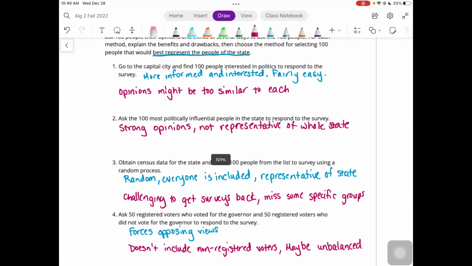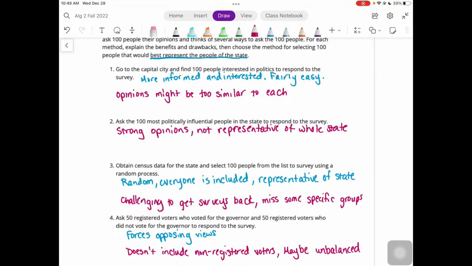So in this case, which one is the best one? And I would say that number 3 is the best one because it is random. Everyone has the opportunity to be selected. And so it would be the least polarizing.